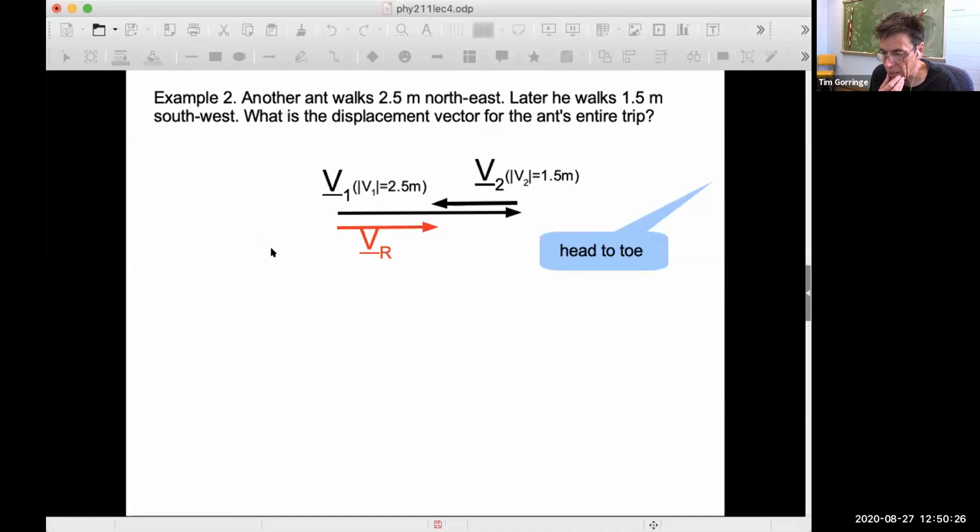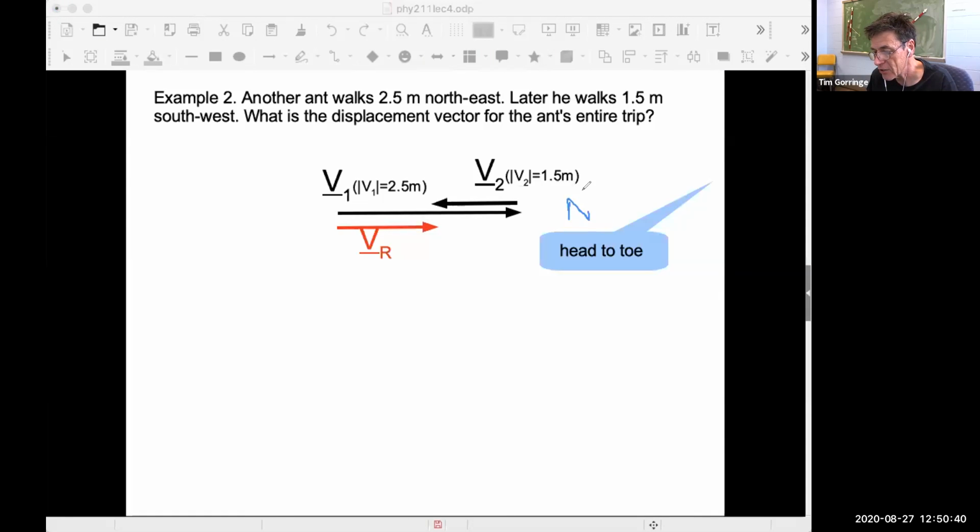Okay, so the first thing I did was to draw out the vector addition. In this picture, just to be clear, I'm imagining that over here is northeast. That's towards the right in the picture. And over here is southwest. That's towards the left in the picture.